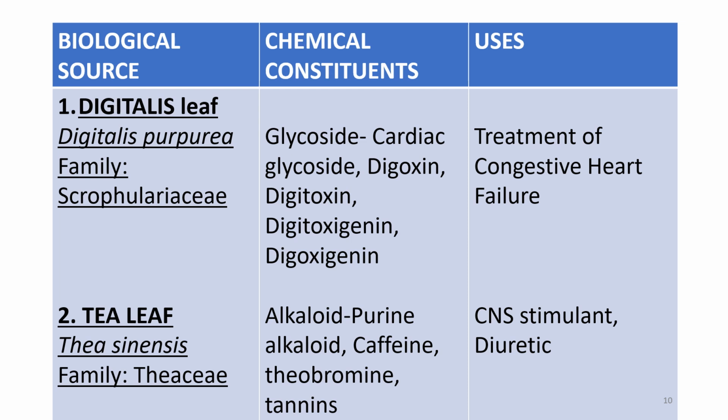The next is tea leaf. Thea sinensis belongs to the family Theaceae. Mainly it contains alkaloids like purine alkaloids. Alkaloid means nitrogen containing compounds. Mainly purine alkaloid because it contains the purine ring structure as basic structure. Mainly caffeine, theobromine, tannins, etc. Mainly used as a CNS stimulant, diuretic, etc.